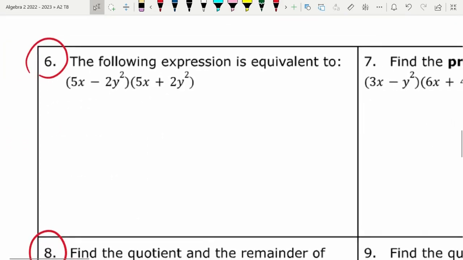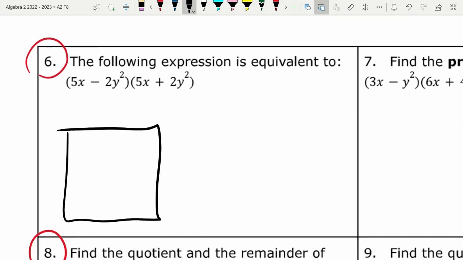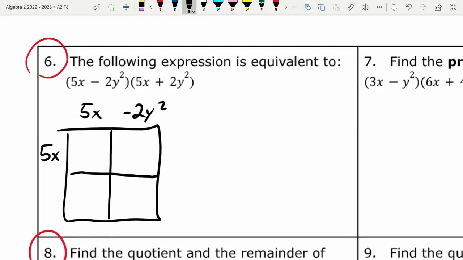Alrighty, number 6. For this one, we need to multiply these two things together, so we're going to need a box. And we will just need to multiply 5x minus 2y squared times 5x plus 2y squared. Okay, so we're multiplying from the top and from the left for all of these. We're going to take 5x times 5x, that would be 25x squared, which is the first part of my answer, 25x squared.